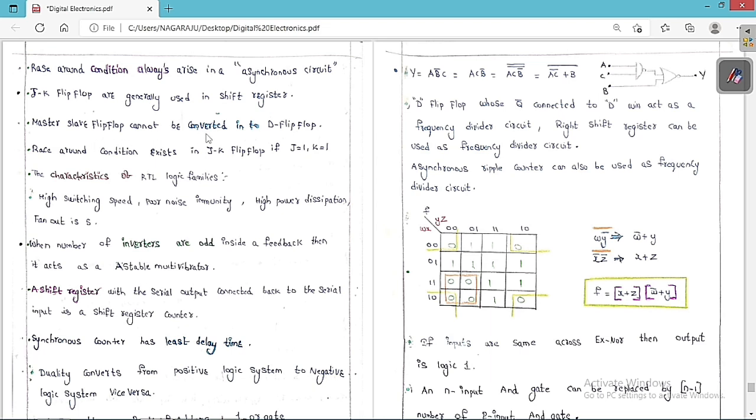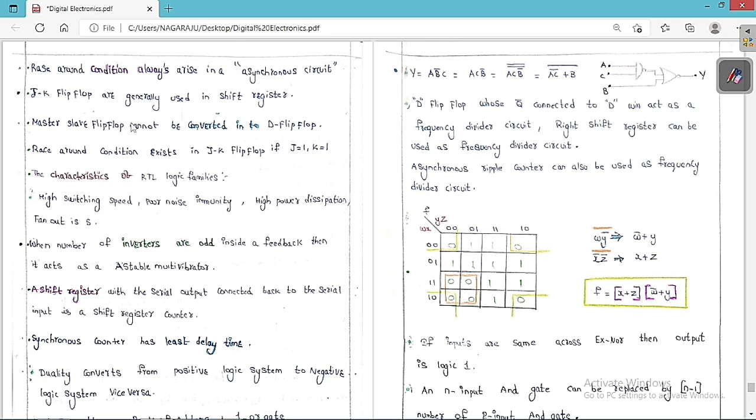And the master slave flip-flop cannot be converted into a D flip-flop. Yes, a master slave flip-flop we cannot convert into a D flip-flop, because a master slave flip-flop is a combination of two JK flip-flops, one after the other in cascade. One is given the clock and the other is given the complement of the clock. So we cannot convert it into a D flip-flop. Both are different.